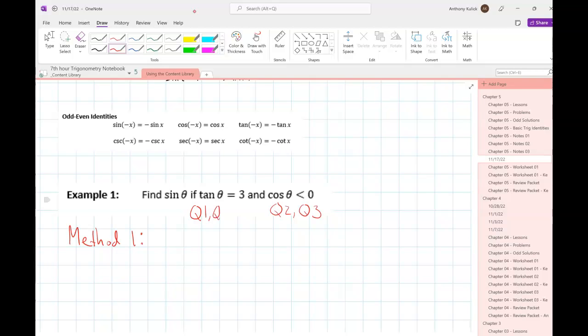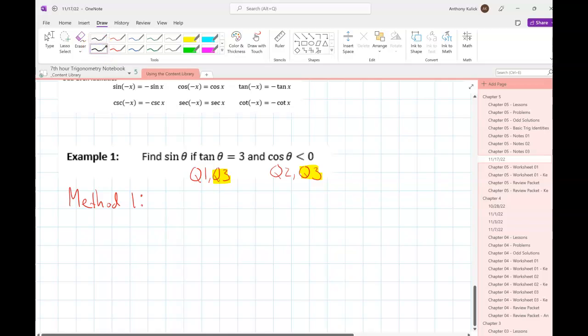Remember, tangent is y over x. So y over x is going to be positive when both y and x have the same sign. If they're both positive, like in quadrant 1, y over x is positive. If they're both negative, like in quadrant 3, y over x would be negative over negative, or positive. So where's my answer got to be? Quadrant 3.